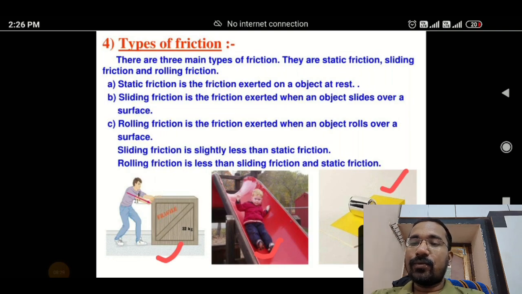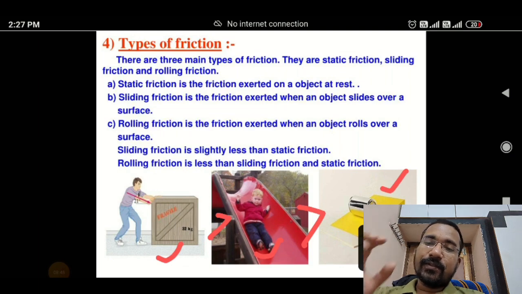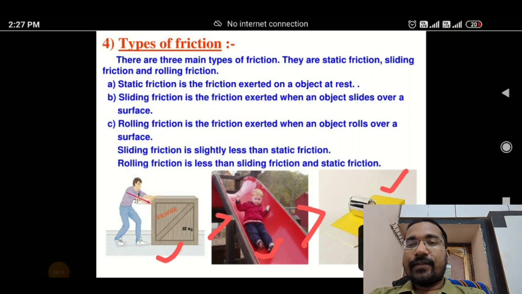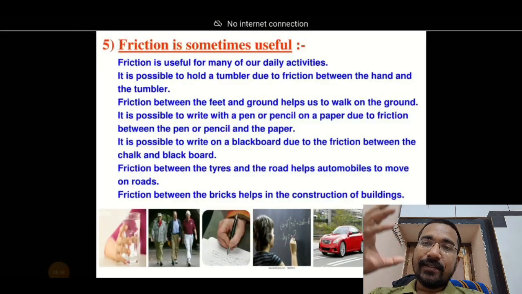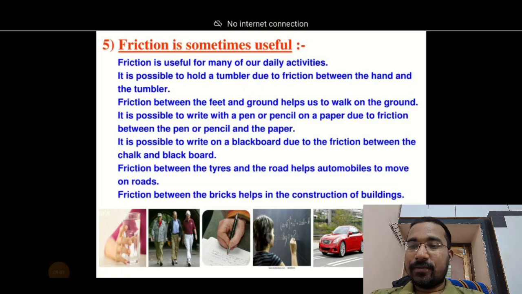Here it is rolling friction, meaning a ball is rolling, so it requires less force. Okay, so tell me, what is the sequence? First static friction is very high, then sliding friction is less, then rolling friction is very less. Okay, very good.